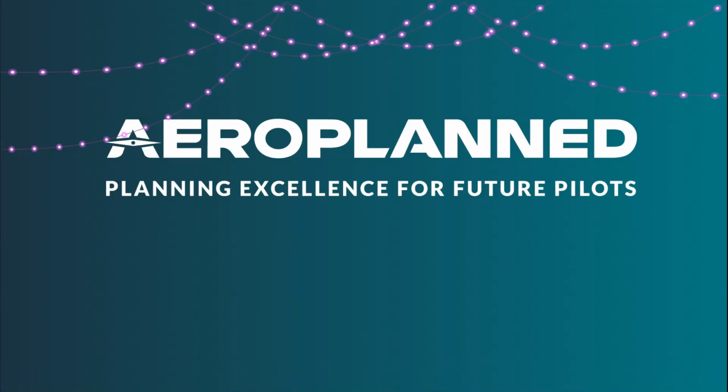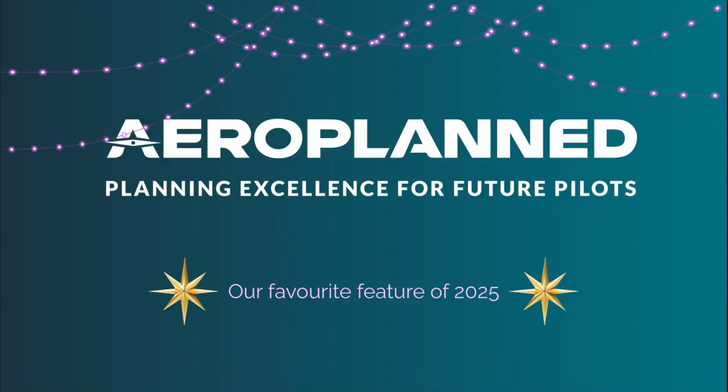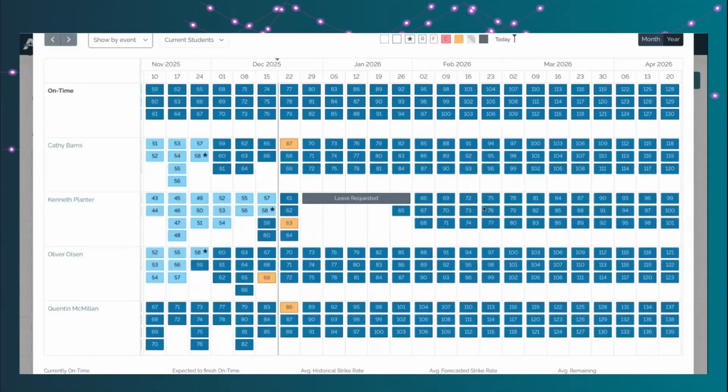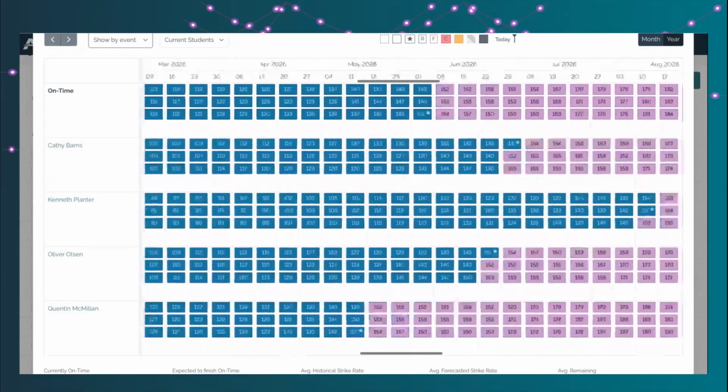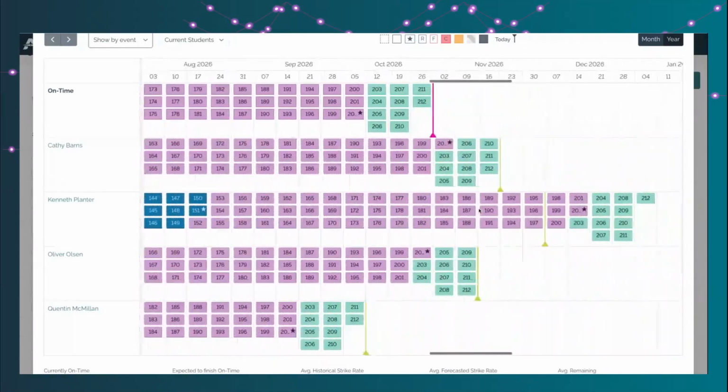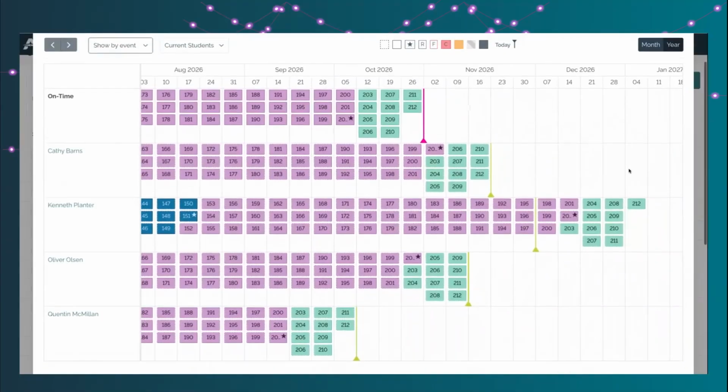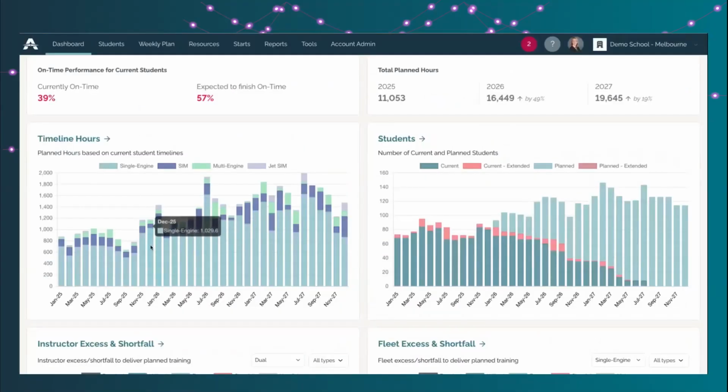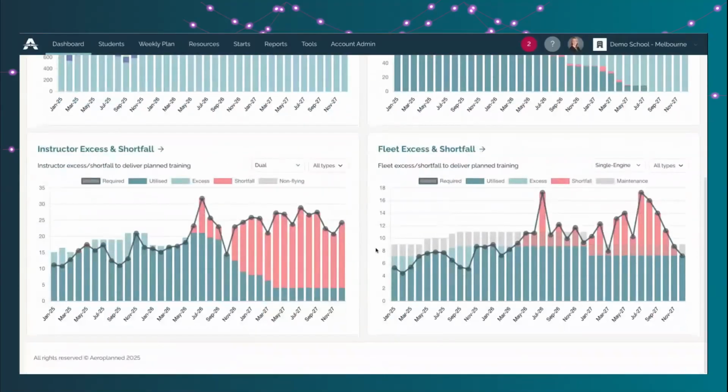This year has been another big one for Aeroplan, with a lot of new features designed to support real-world training delivery. Already in place were our highly customizable timelines, which can be adjusted to reflect what's really going on, giving you a much more accurate plan. And of course, the way every timeline links directly to the hours and resources required to actually deliver that training.